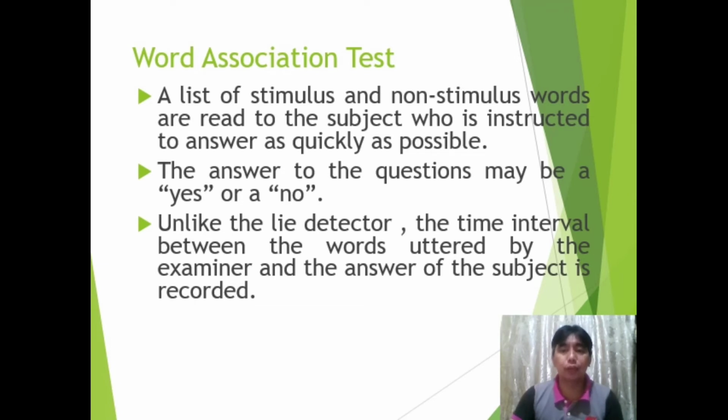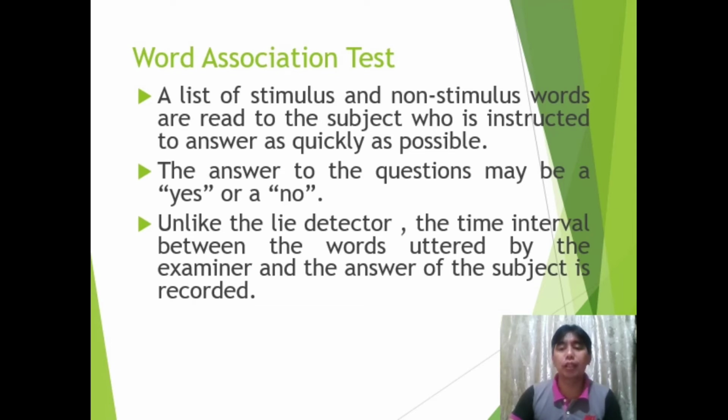So for example, if the subject was asked to answer a question like, are you the one who killed the victim? And then he responded by saying no immediately, that would be interpreted as truthful subject. But if the subject says no for a bit longer than normal, then that would be interpreted also as deceptive subject. So it's the span of time that will be the basis in the word association test.